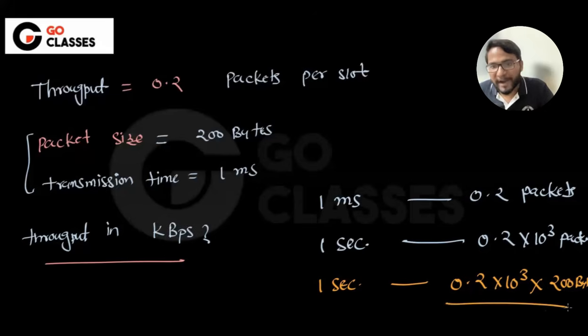So this is bytes per second, but I want it in kbps. So you can just omit this, and then it will be 40 kbps, right? Yes, it is 40 kbps. So finally the throughput is coming out to be 40 kbps.